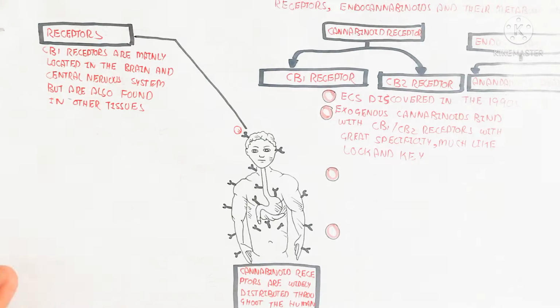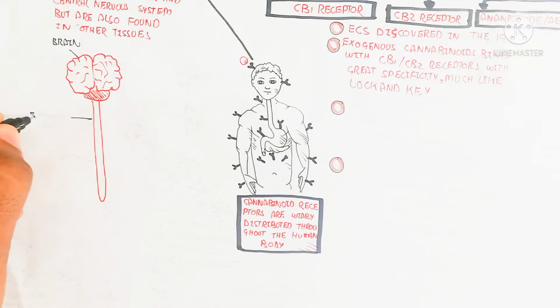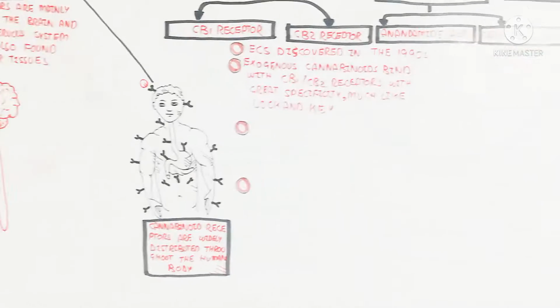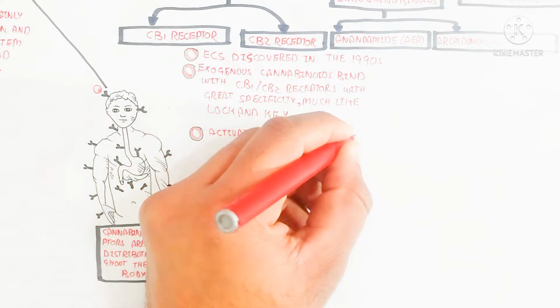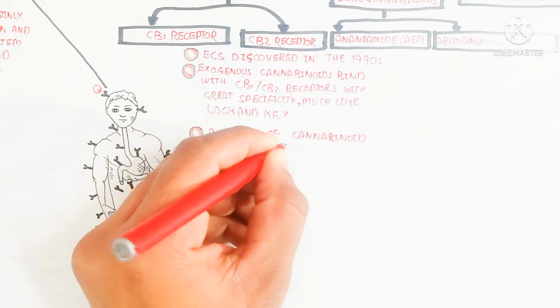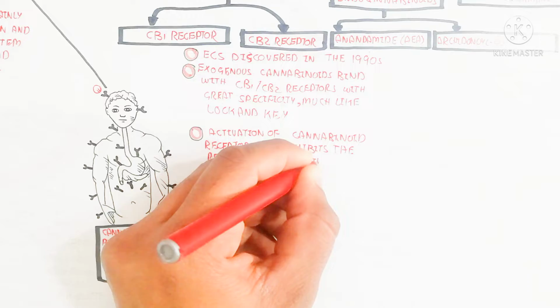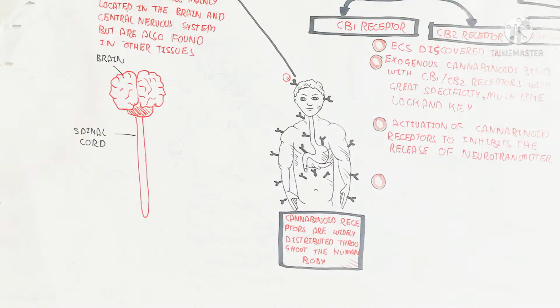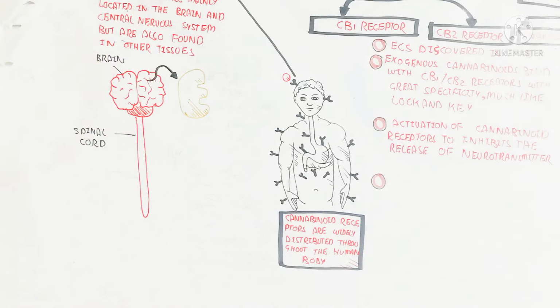But the environment changes if we provide exogenous cannabinoids. So here is the spinal cord and brain. Let's begin to understand the activation of the cannabinoid receptor to inhibit the release of neurotransmitters. The neurotransmitter is released from the presynaptic neuron to the postsynaptic neuron for the conduction of muscle activity as well as hormone production or digestion.